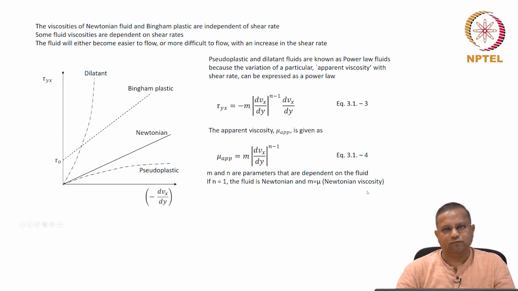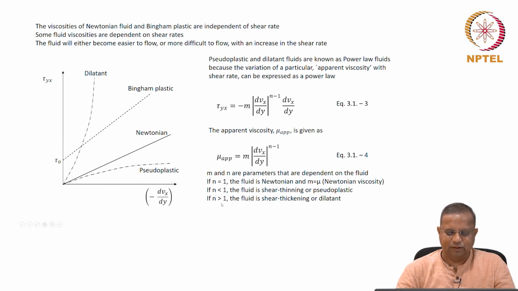mu, the Newtonian viscosity. If n is less than 1, the fluid will be shear thinning or pseudoplastic, which is this. If n is greater than 1, the fluid is shear thickening or dilatant, which is this. Okay. So, these are the mathematical representations which will become useful.